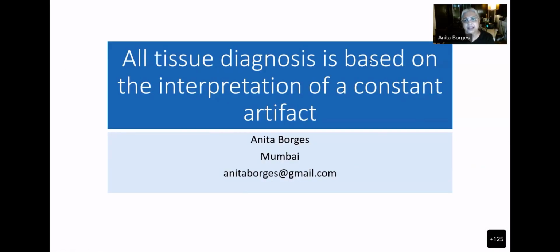See, people have to understand something, that this is true of everything that we as histopathologists, hematopathologists, cytopathologists do. All our tissue diagnosis is based on the interpretation of a constant artifact. So whatever has been talked about today is about keeping your artifact constant and not introducing artifacts into tissues in an irregular manner. And I'll just tell you this in a minute.